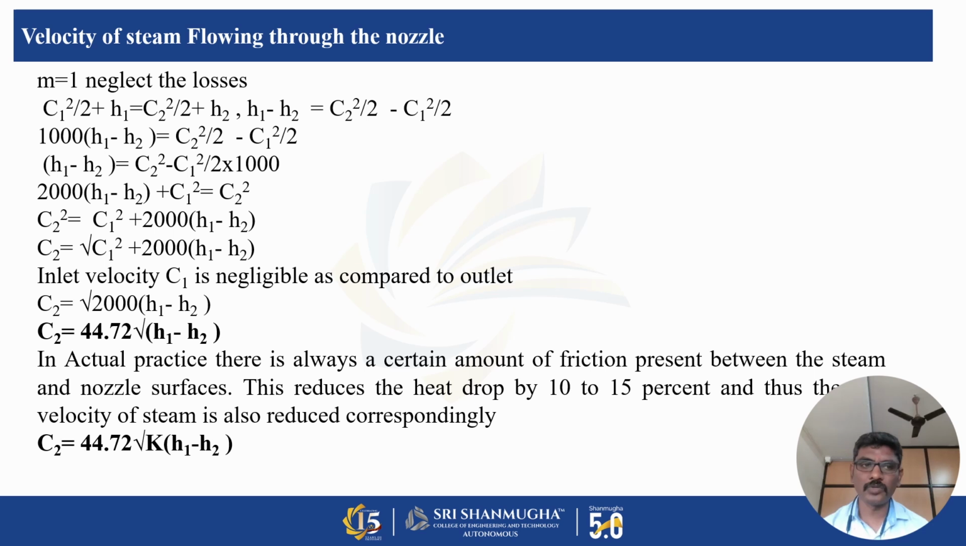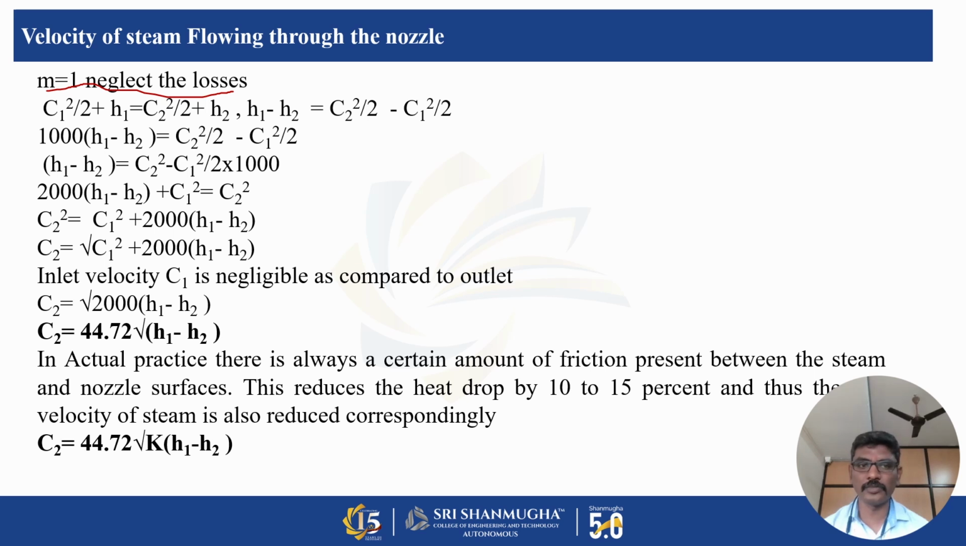Then we take the mass as 1 because we are using specific properties. C1 squared by 2 plus H1 equals C2 squared by 2 plus H2. So by simplification, the enthalpy difference H1 minus H2 equals C2 squared by 2 minus C1 squared by 2. Here we multiply by 1000 to convert kilojoules per kg into joules per kg. So (H1 minus H2) times 1000 equals C2 squared by 2 minus C1 squared by 2. Taking the LCM, H1 minus H2 equals (C2 squared minus C1 squared) by 2 into 1000.